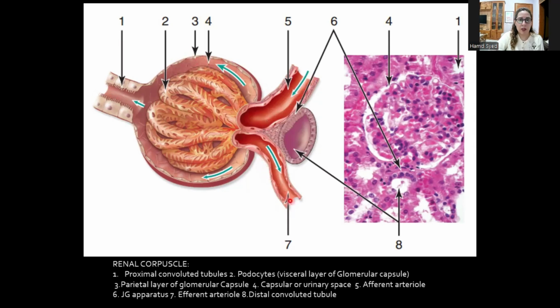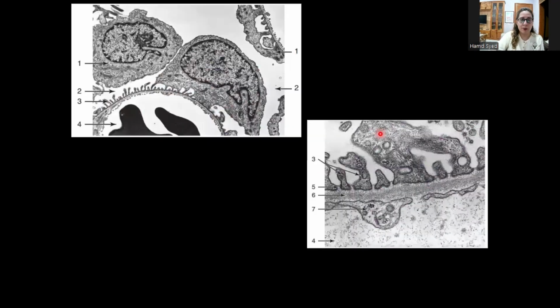7 is efferent arteriole. And 6 over here is the JG apparatus, which we talked about in detail. The different components are, you can see the macula densa, the lacis cells, and the JG cells. And here is a micrograph showing us the JG apparatus and the renal corpuscle.